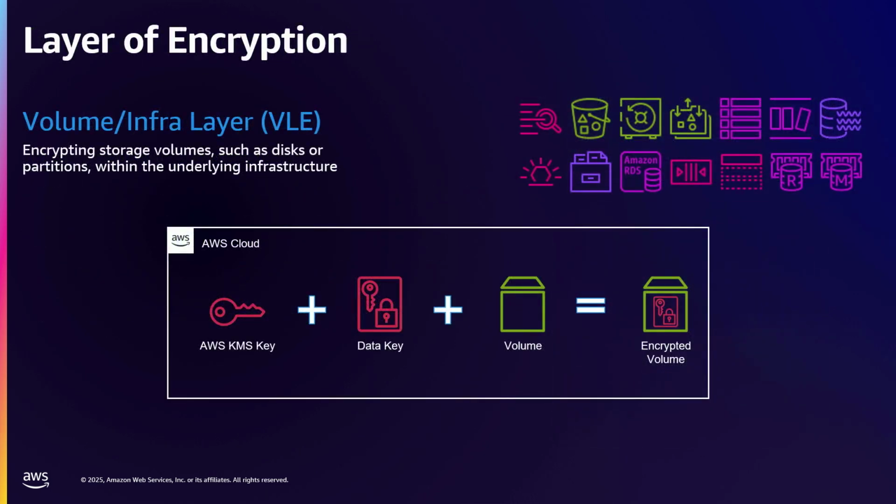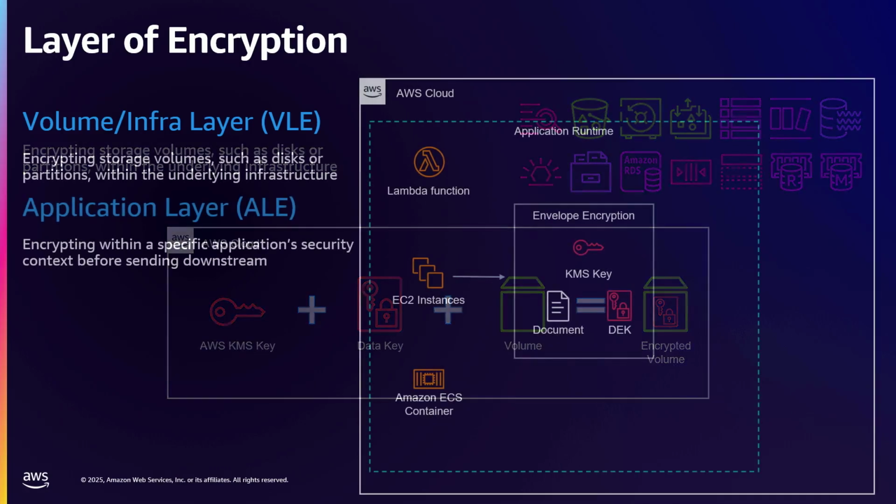When we talk about encryption, there are also three different layers that I want to get into, one of which is the volume or infrastructure layer. This is where you're encrypting an entire volume of data with a data key that we talked about earlier. So that entire volume is encrypted with one key. That's the granularity we're talking about.